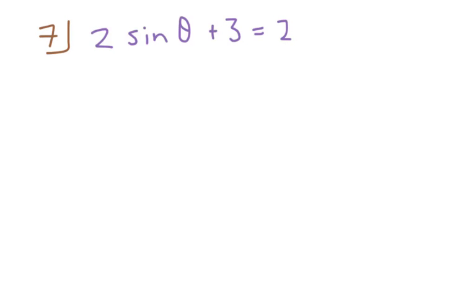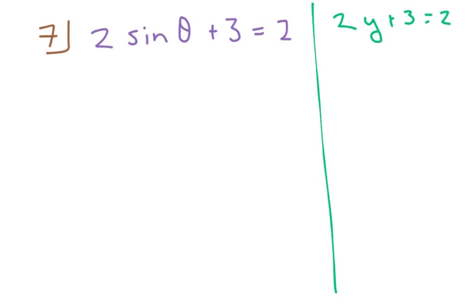2. Now you solve this like you do a normal equation. So basically, if this was 2, I'm going to make it y since sine is y, plus 3 equals 2, you would subtract 3 from both sides and get 2y equals negative 1. Divide both sides by 2 and get y equals negative 1/2. So basically that's what you're doing here. Since we are solving, remember, you can cross over, whereas when we were doing identities, you could not.